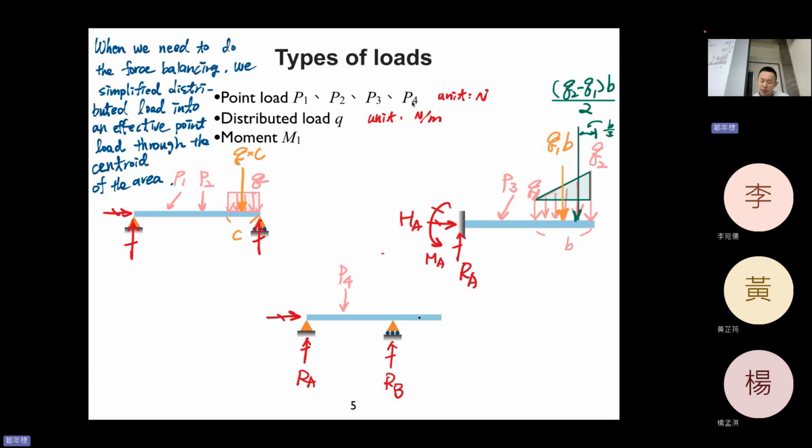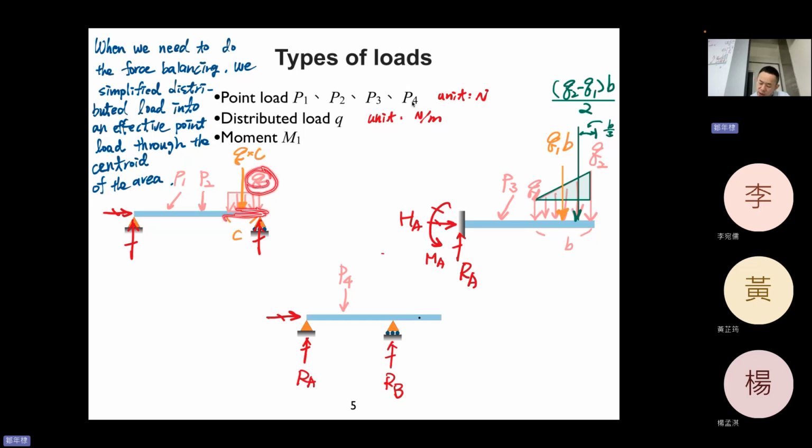Maybe you can make it with the vertical component and the horizontal component, and it will determine the reaction force in X direction. Okay, and then of course the point load has the unit N, and distributed load is a little bit complicated because Q has the unit N divided by M. So the total effective load amount will be the Q times the length.